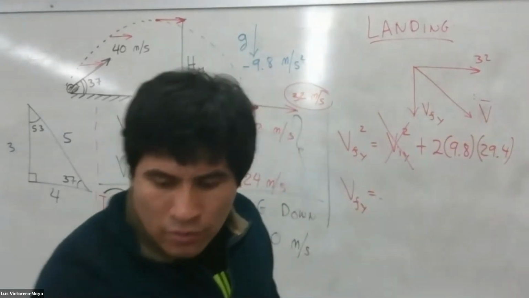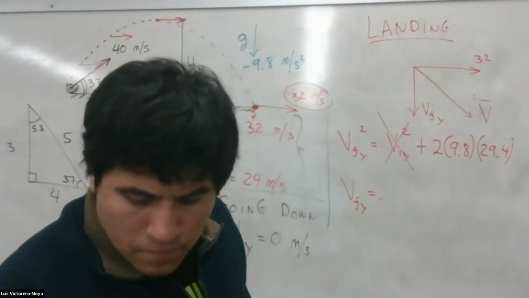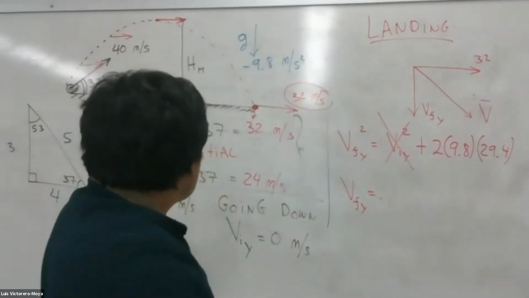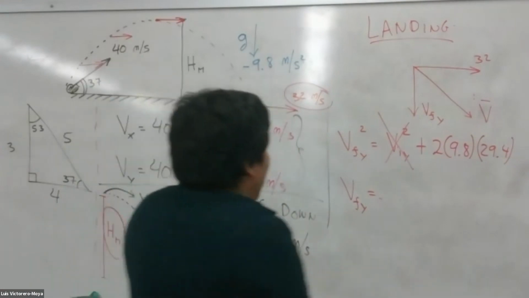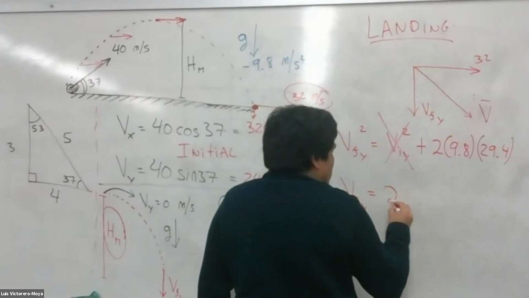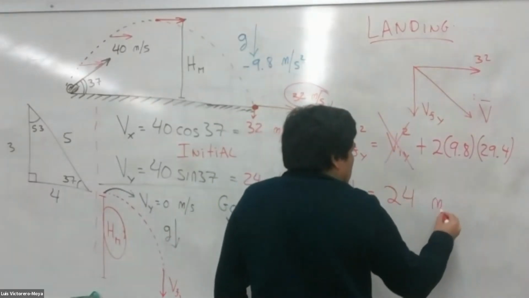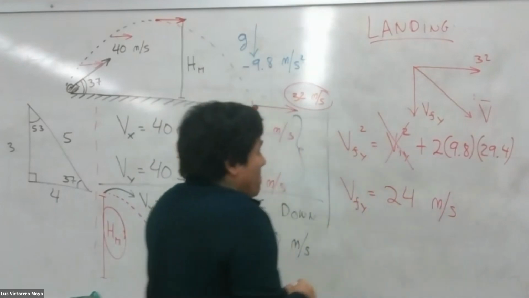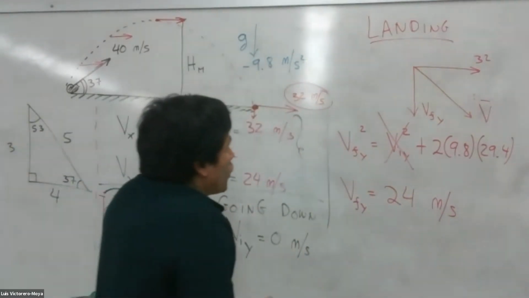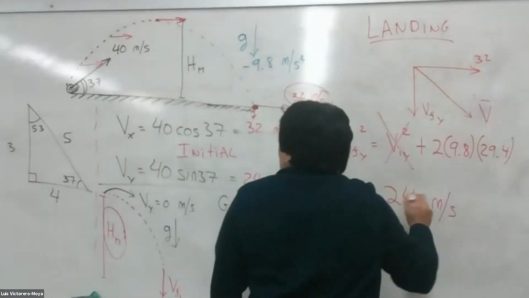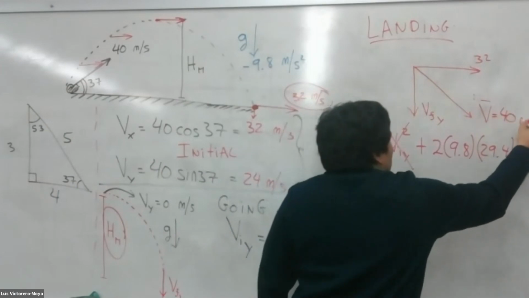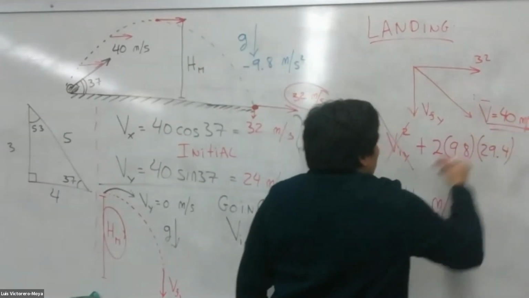So if I use my calculator, well, it's what you expect. Actually, we got the same. We got 24. Interesting. Yep. So 24, 32, that means that it goes like that with 40 meters per second. That's also because of the symmetry of the problem.